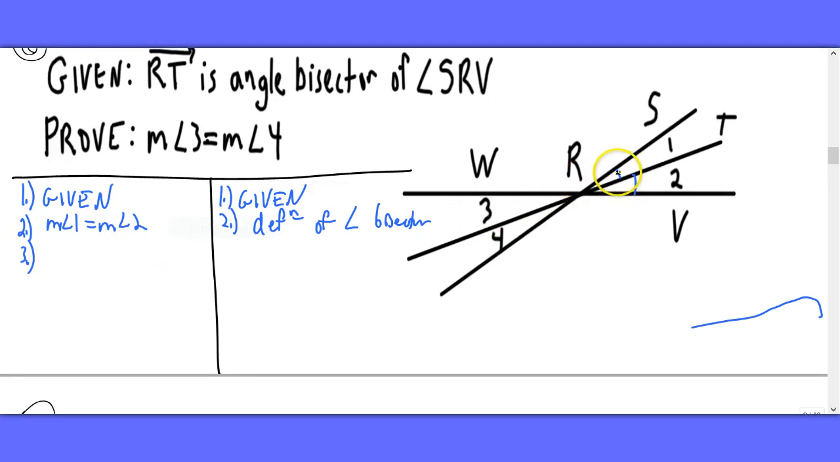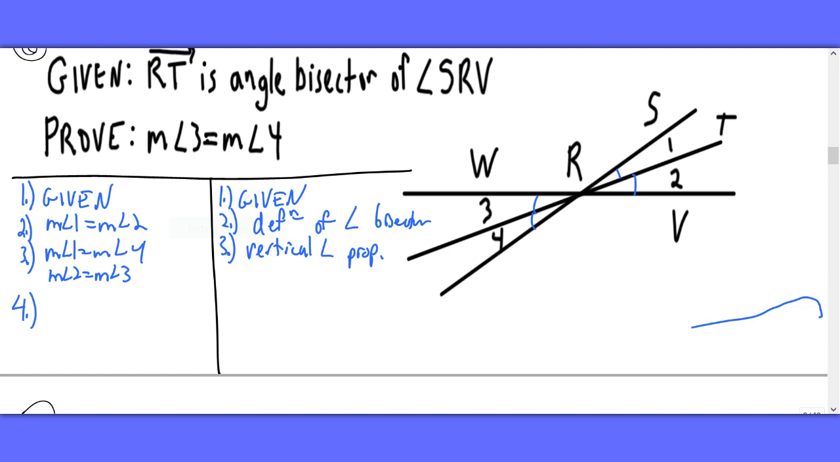So if I look at angle 1 and angle 4, I know that they must be equal. If I look at angle 2 and angle 3, I know that they must be equal. And the reason for that is because of their location. They're vertical angles, and so the reason we say that they are equal to each other is because of the vertical angle property.